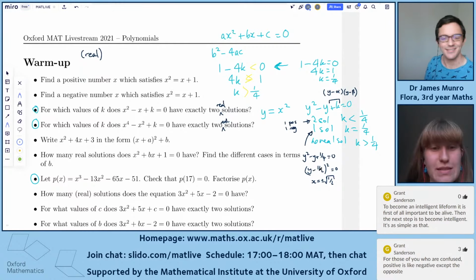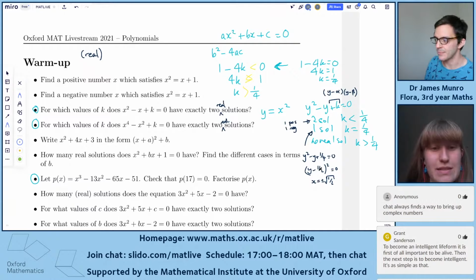Okay, brilliant. So different cases, different things. I think in this case, if there's no real solutions for y, then there can't be any real solutions for x. Because if x is a real number, then y equals x squared, and y is going to be a real number as well.